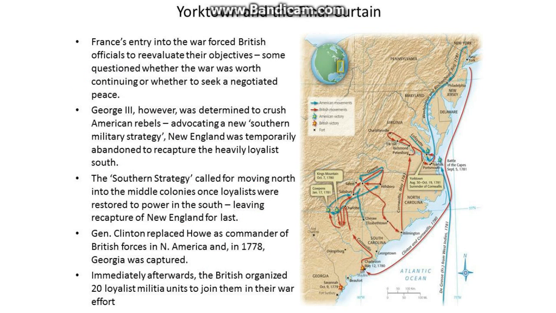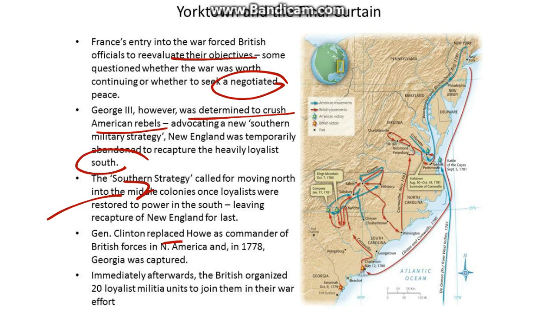France's entry into the war forced British officials to reevaluate their objectives. Some questioned whether the war was worth continuing or whether to seek a negotiated peace. George III, however, was determined to crush the American rebels, advocating a new Southern military strategy. New England was temporarily abandoned to recapture the heavy Loyalist South. This Southern strategy called for moving north into the Middle Colonies once Loyalists restored power to the South, leaving recapture of New England for last.